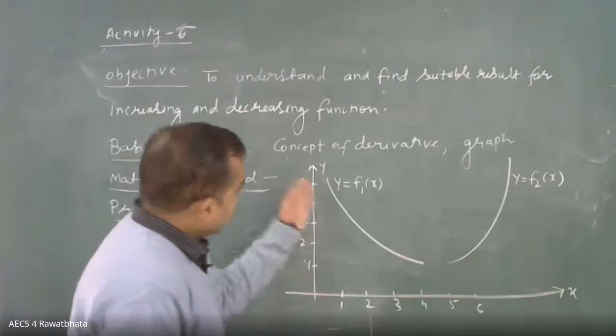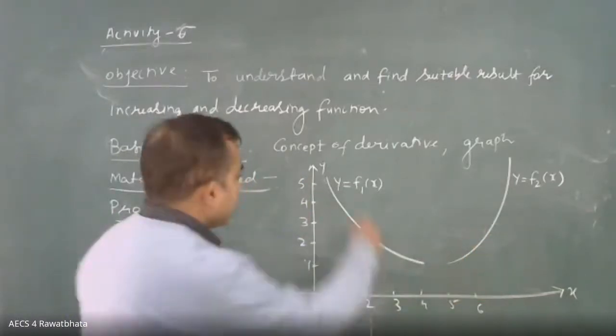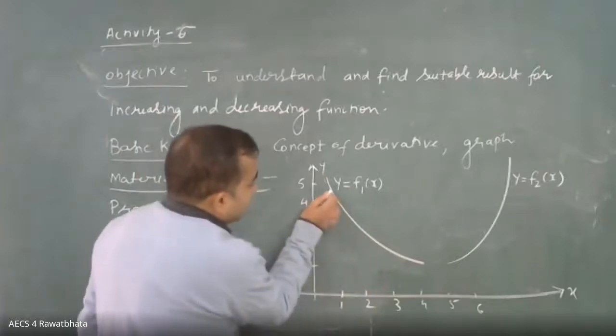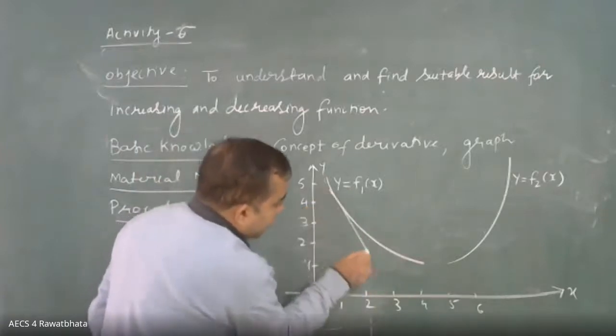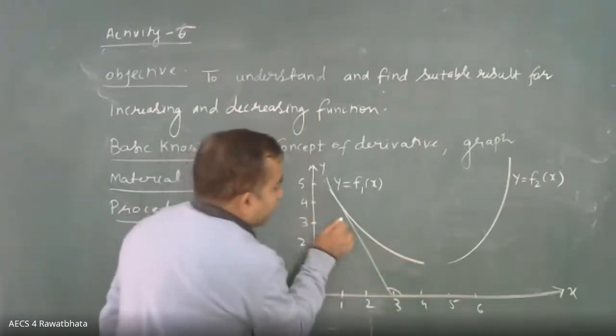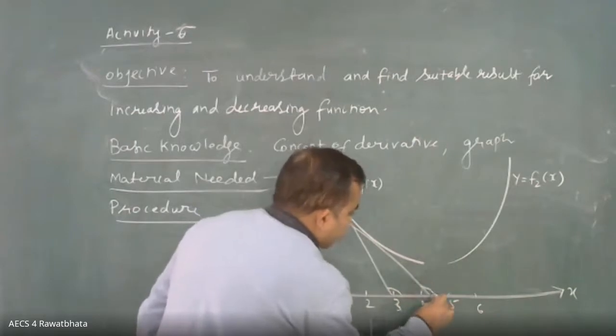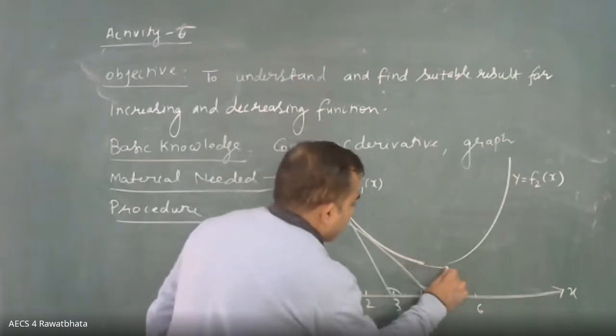So this is a decreasing function, this is an increasing function, that we know, but we will verify. For this decreasing function, you draw some tangents. Okay. One tangent I have drawn, then you measure this angle. One more tangent you take. This tangent we have drawn, you measure this angle. Let us draw one more.